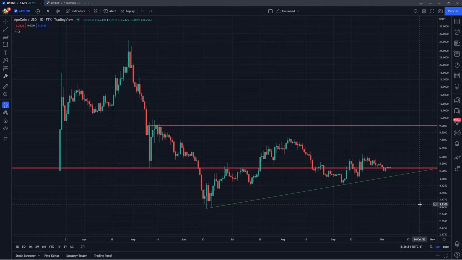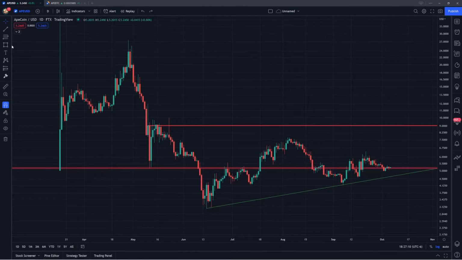So I'm going to start off here on the daily chart for Apecoin on the USD pair. And I first want to cover this area around $5.17. Now, I've been talking about this level in all of my Apecoin videos because I think it's an extremely important level that absolutely needs to be looked at.